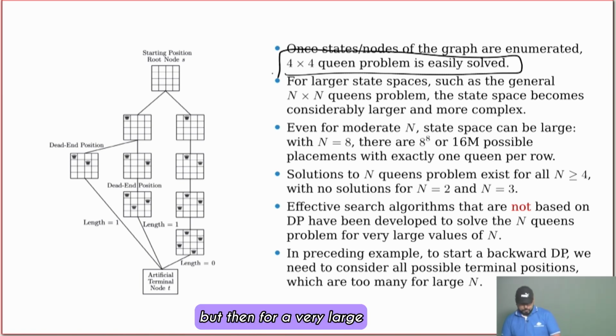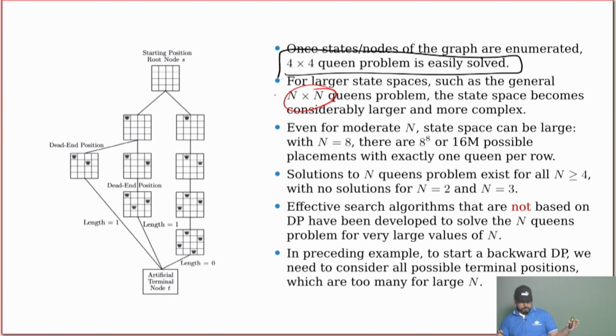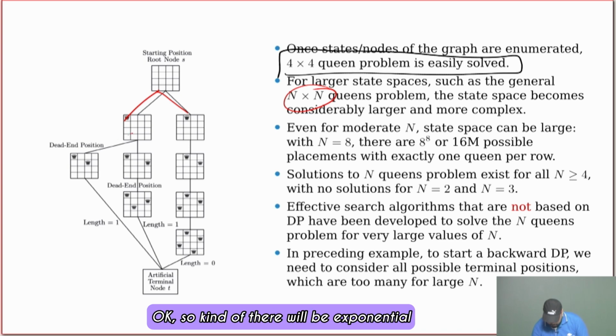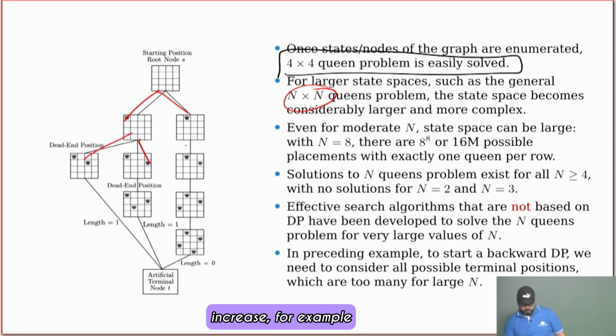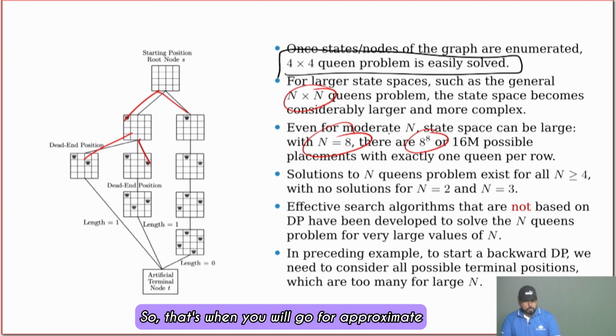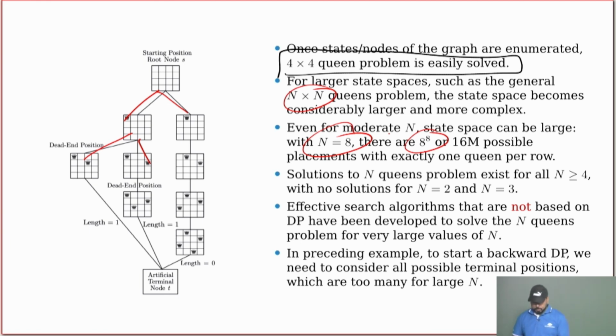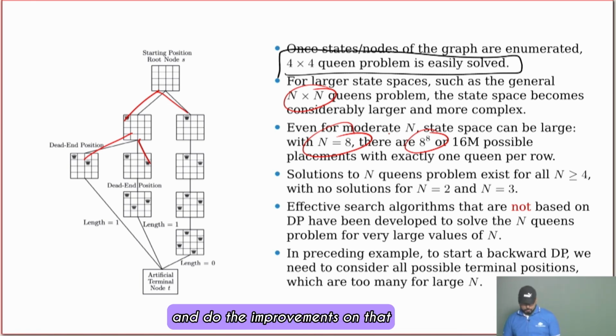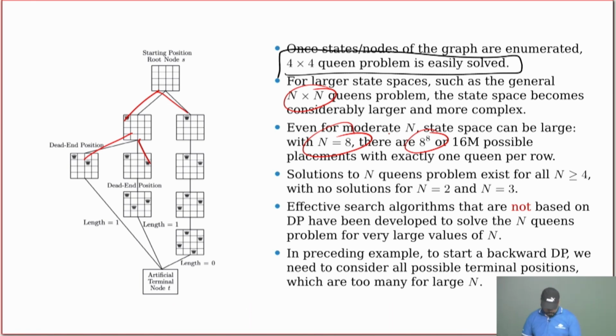But for a very large n, for a very large n by n chess grid queens problem, you can see that these branches will explode a lot. There will be an exponential increase. For example, for n equals 8, there will be 8 to the power 8, or more than 60 million possibilities. So that's when you will go for approximate approaches, an approximate value function approach, and then you will do the rollouts and do the improvements on that. This is something you can explore as an exercise for the n by n queens problem.